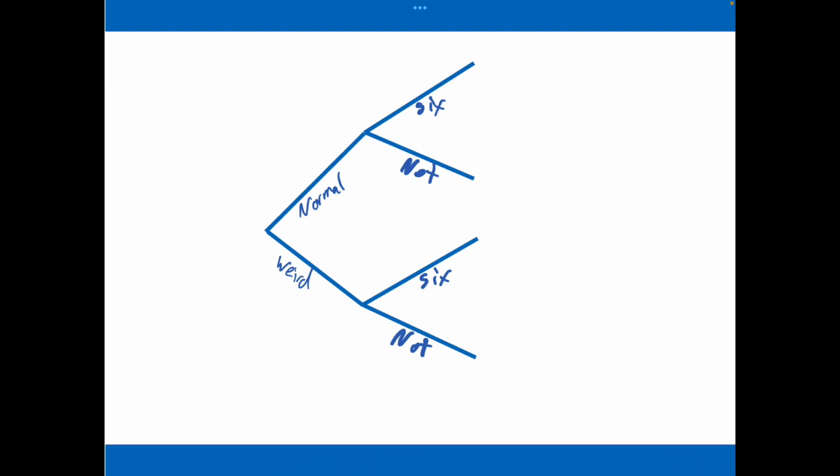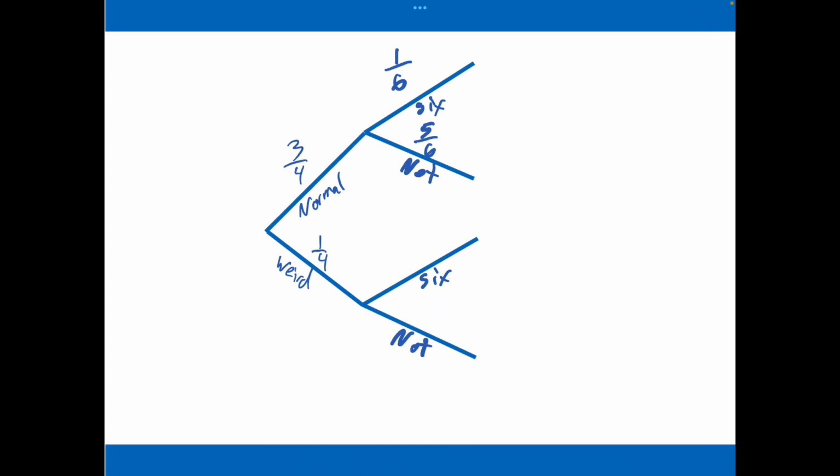So I go through each branch of my tree, and I ask, what's the probability of that outcome? So notice I had 3 normal dice and 1 weird dice. So the probability of getting a normal dice is 3/4, and the probability of getting a weird dice was 1/4. If I have a normal dice, then my probability of getting a 6 is just 1 out of 6. But my probability of not getting a 6 is 5 out of 6.